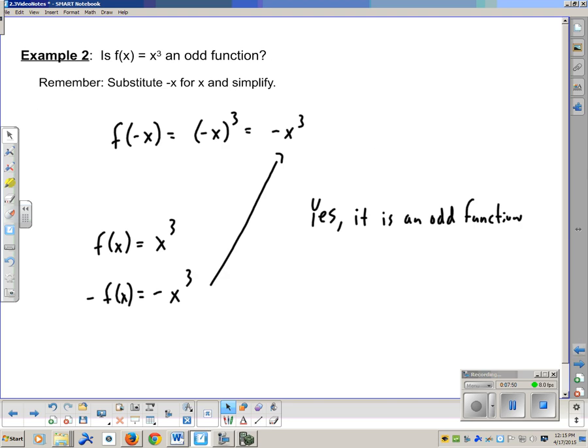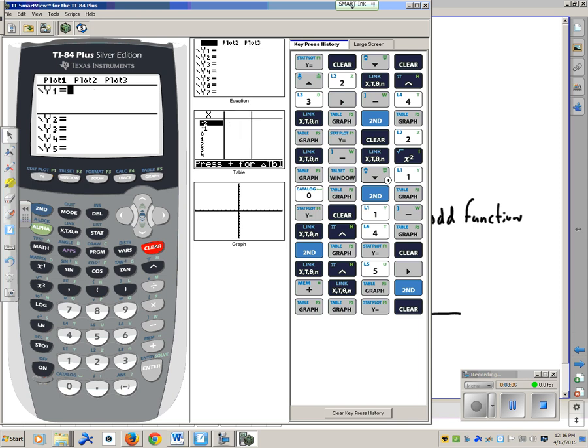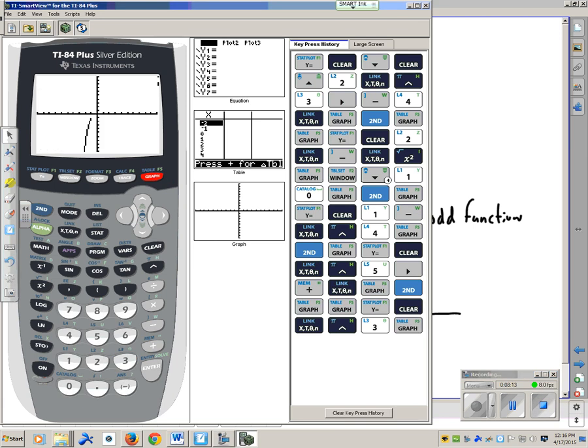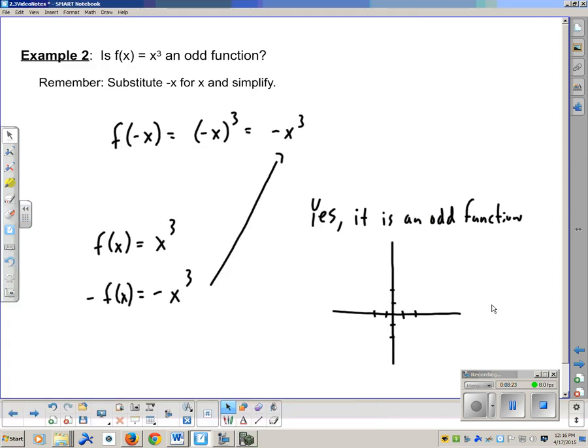And then we have another odd function here. So let's graph this one out as well. So this one is f of x equals x to the third. So y equals x to the third. Hit graph. You can look at your ordered pairs here. We've got 0, 0, negative 1, negative 1, and 1, 1. So let's plot those out.